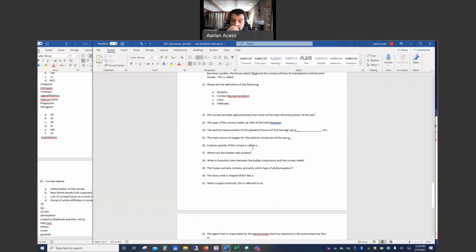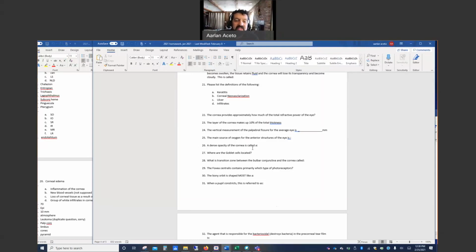Where are the goblet cells located? Technically, the conjunctiva was okay, but I'm looking for specifically from the reading, and I was pretty liberal in giving you guys credit for this. The goblet cells are what produce mucin, which anchor the tears to the corneal surface. And the goblet cells are located generally in the superior palpebral conjunctiva, but conj is fine. It almost didn't matter, but I was looking for which part of the conjunctiva was better.